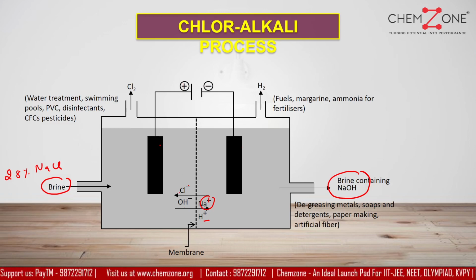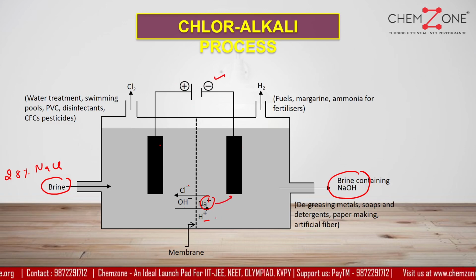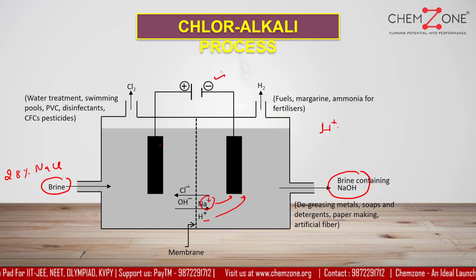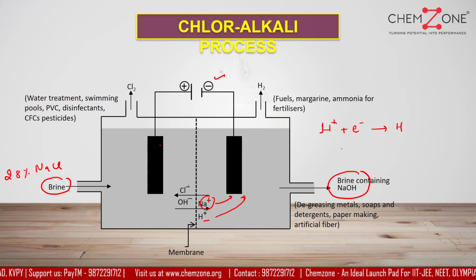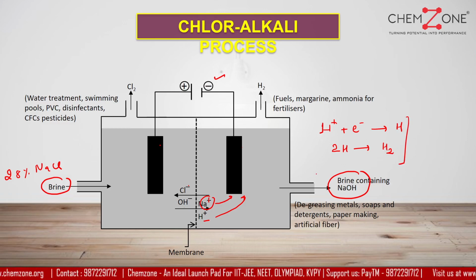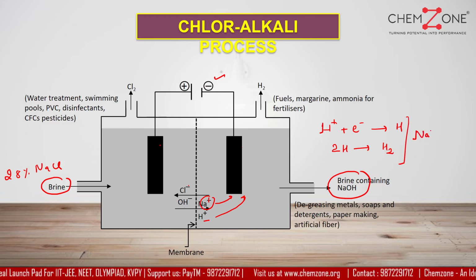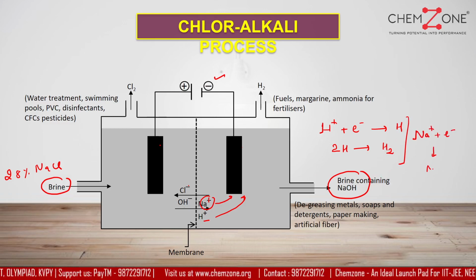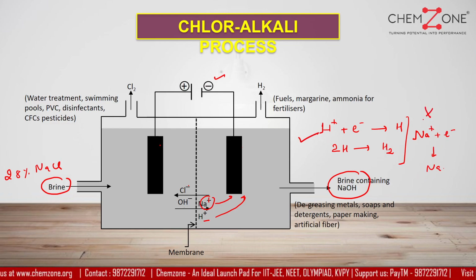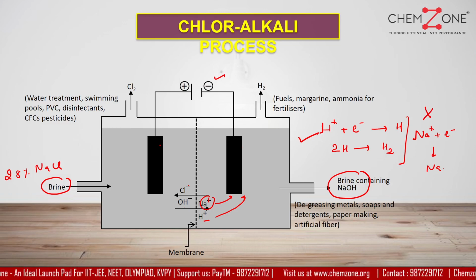When you pass the current, towards the negative terminal the positive ions, sodium ion and the H positive ion, both are attracted. One possibility is the H positive ion can gain an electron and become an H atom, and two such H atoms combine to form an H2 molecule. Am I clear? Yes, sir. The other possibility is the sodium ion can gain an electron and become sodium. Out of the two possibilities, the first one takes place, the second one does not.